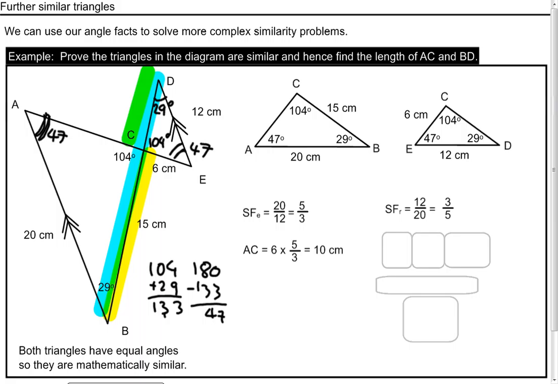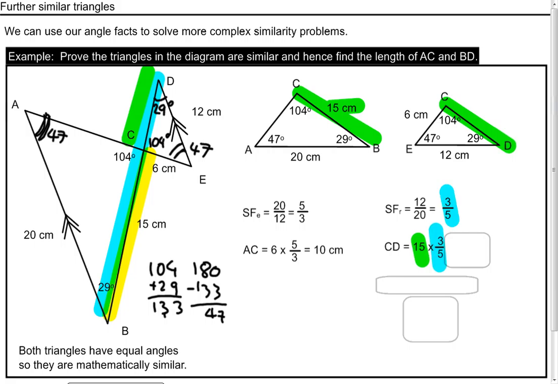I'm trying to find CD, so I take its corresponding side and I would multiply that by the scale factor. So CD is my corresponding side of 15 multiplied by my scale factor. You could do 15 times 3 divided by 5. Might be a bit more sneaky with it. Divide by 5 first, gives you 3 and 1. 3 times 3 is just 9 centimetres.